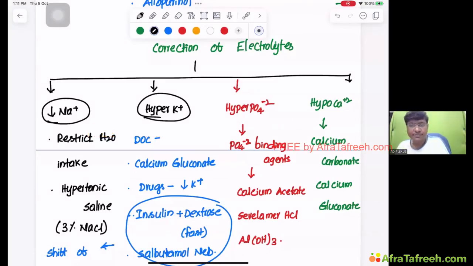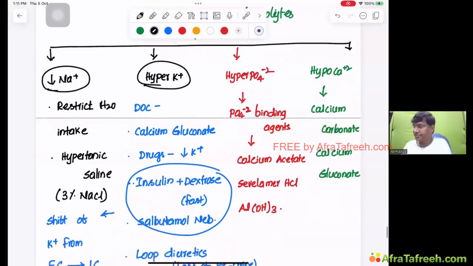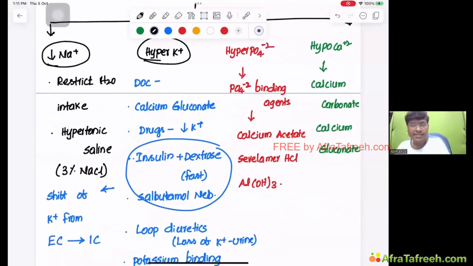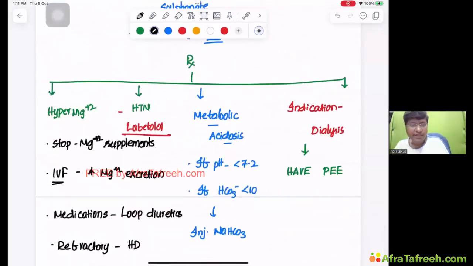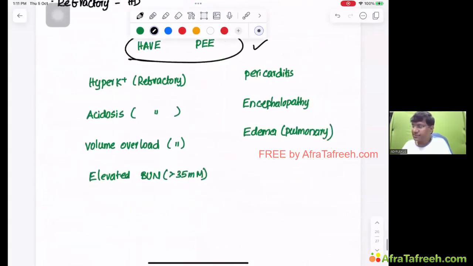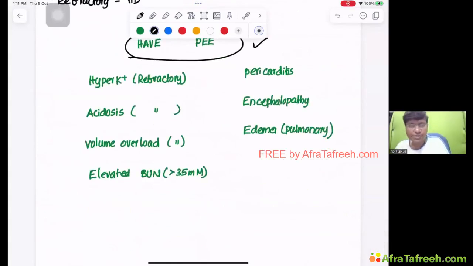Coming to hyperphosphatemia, you need to give phosphate binding agents, that is calcium acetate, sevelamer hydrochloride, and aluminum hydroxide. And how do you treat hypocalcemia? That is calcium carbonate and calcium gluconate. Finally, you should know how to treat hypermagnesemia, that is by IV fluids and medications, loop diuretics. Hypertension can be treated by labetalol. Metabolic acidosis is treated when pH is less than 7.2 and bicarbonate is less than 10. Indications for dialysis are refractory hyperkalemia, refractory acidosis, volume overload, elevated blood urea nitrogen, pericarditis, uremic encephalopathy, and pulmonary edema.